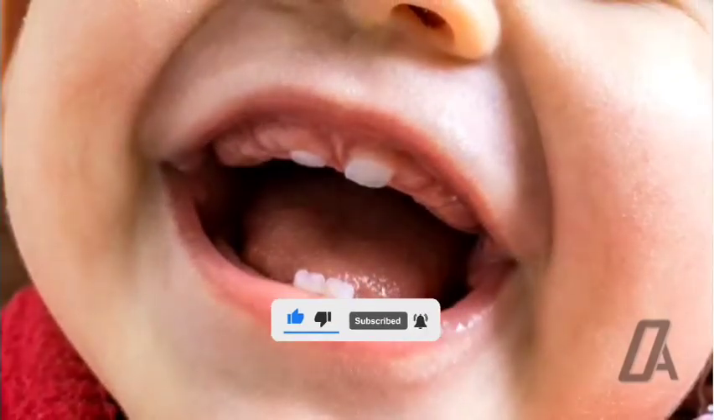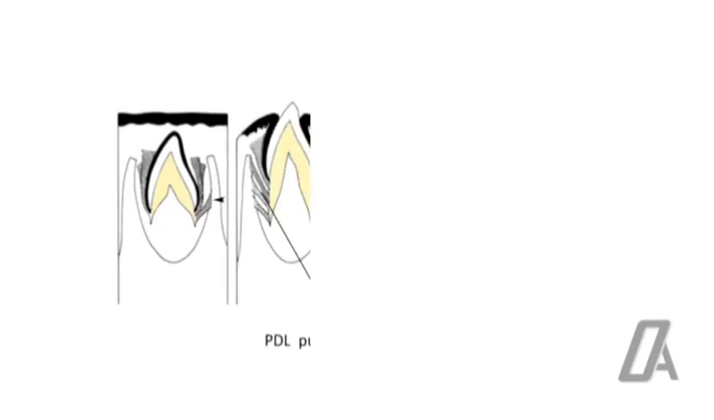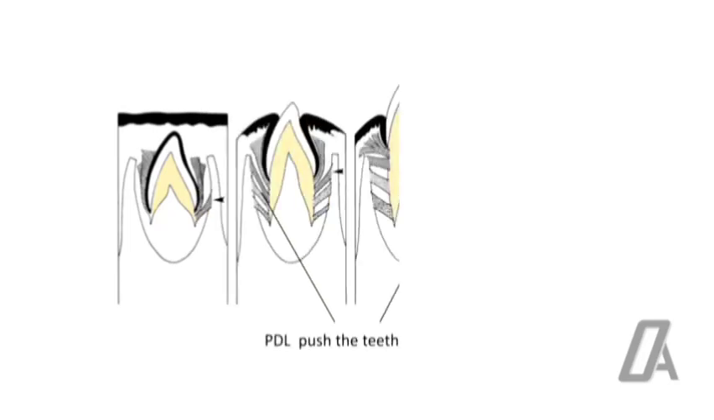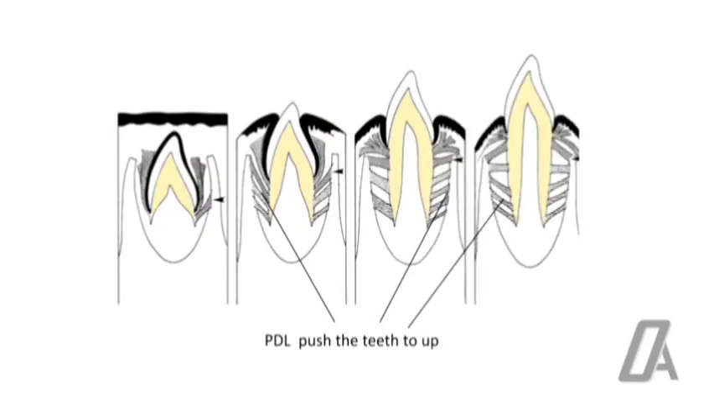The most accepted idea today is that the fibers of the periodontal ligament, the tissue that surrounds and supports the tooth, tighten and contract as they mature, creating the force that helps the tooth move upward. But over time, several other theories have tried to explain how eruption happens.